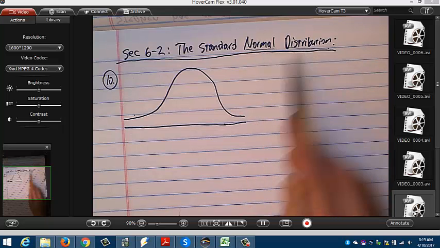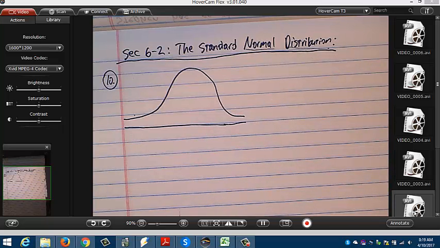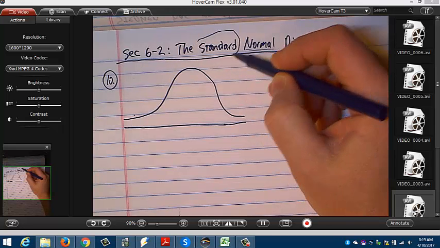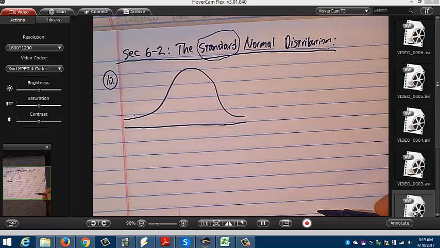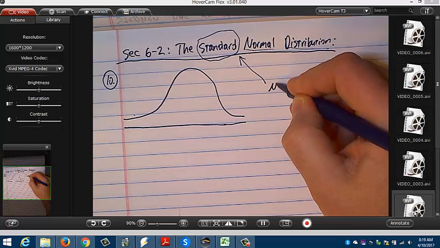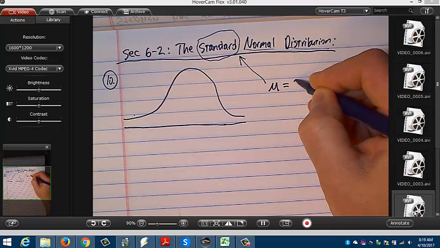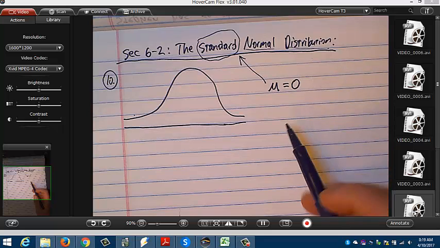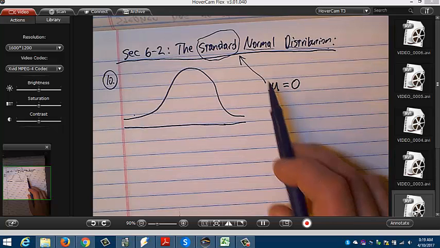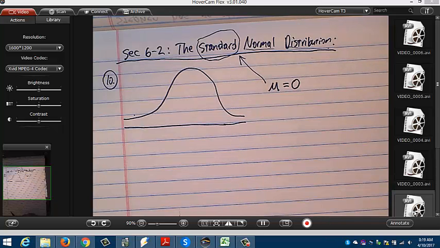Distribution, you already know that that's a bell curve we're talking about. But I want to say a couple things. When you see the words standard normal distribution, that implies a few things. First of all, it tells me that mu equals 0. By the way, what does that symbol mean again? The mean is 0. That's automatic if we say standard normal distribution. We're talking about mean 0.